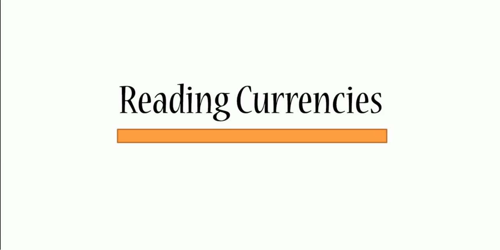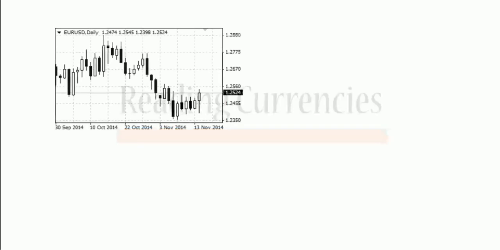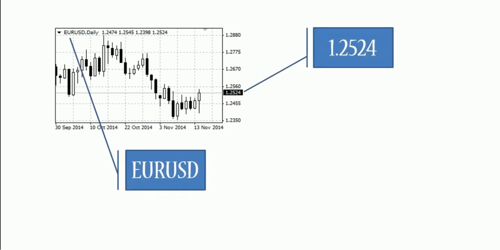In today's tutorial, we will talk about currency pairs and how to read them. So let's have a look at a chart. This is the Euro-Dollar daily chart. And you can see that the current price for the Euro-US dollar is 1.2524. So what does that mean and how do we understand that?